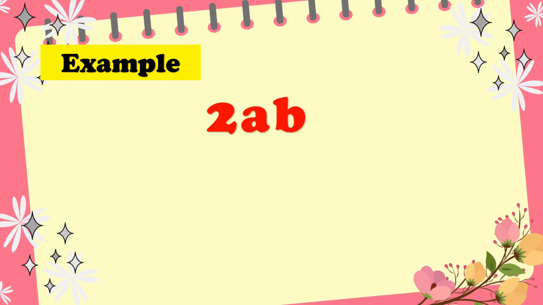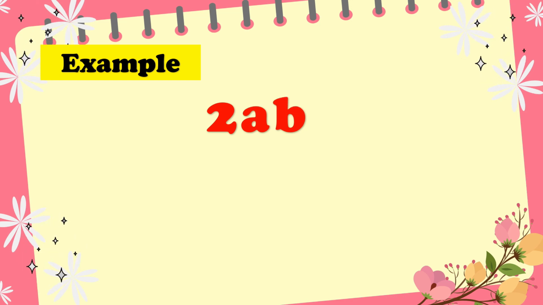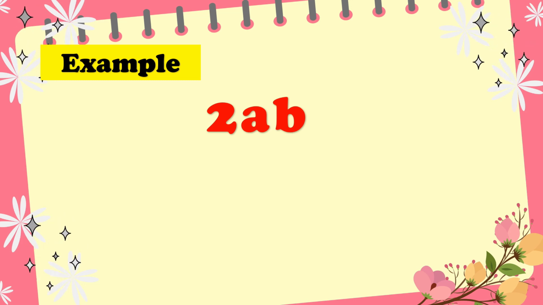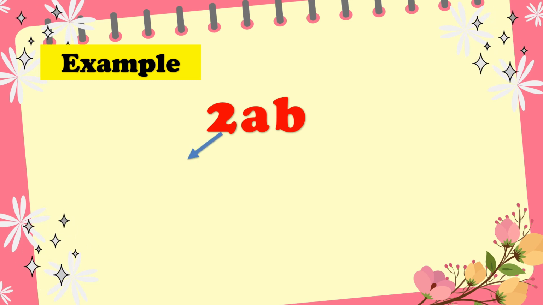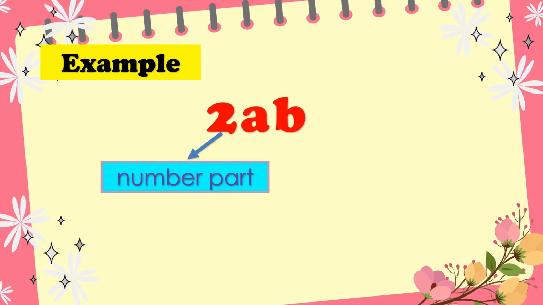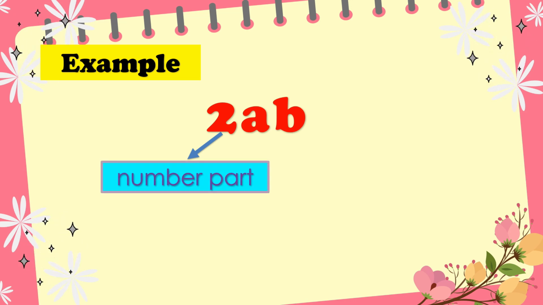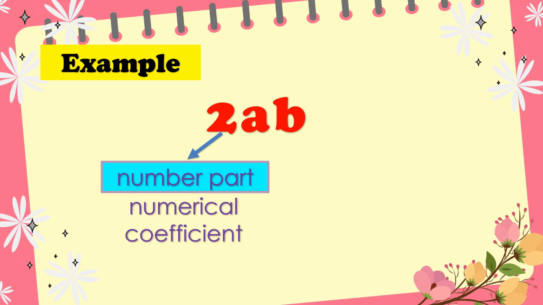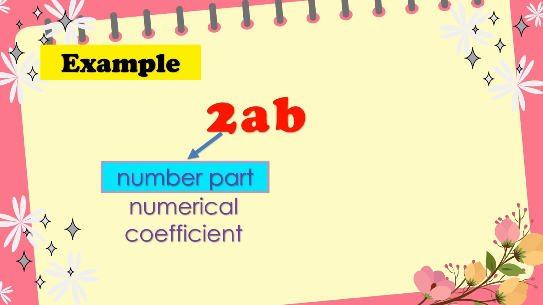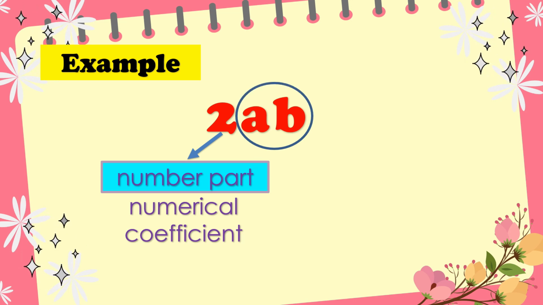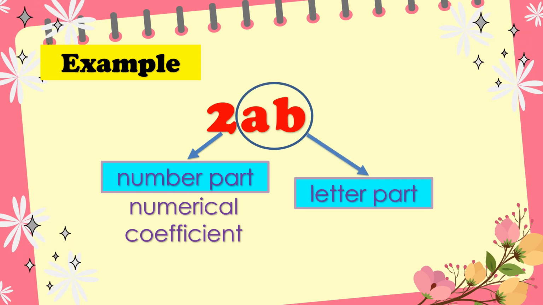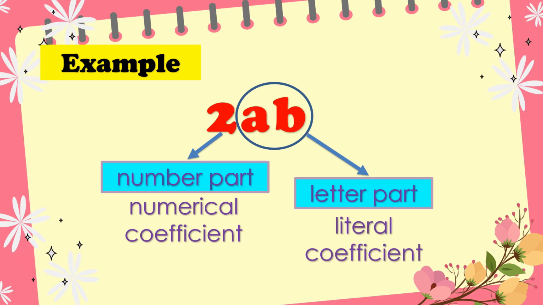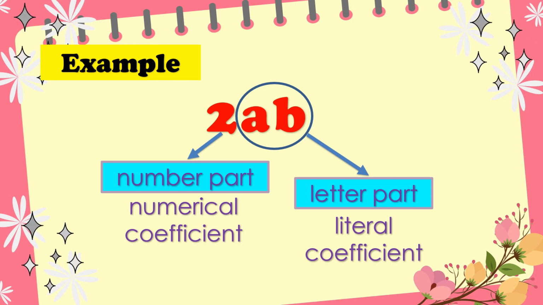Example, 2ab. Suriin natin kung nasan dyan yung numerical and literal factor. Yung 2. Ang 2, ang tawag sa kanya ay number part. At kapag siya ang number part, siya ay tinatawag nating numerical coefficient. Ano naman yung ab? Siya naman yung letter part or tinatawag nating literal coefficient.